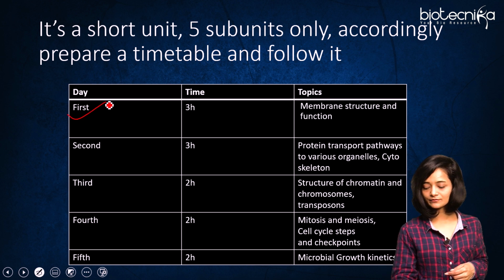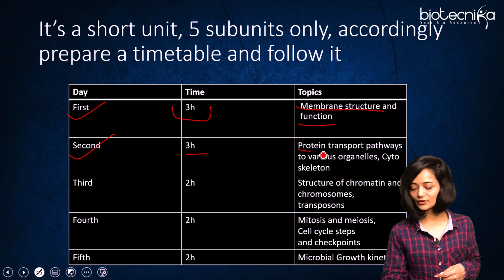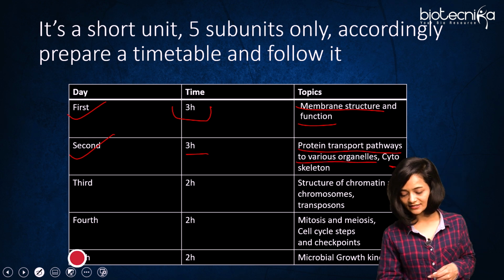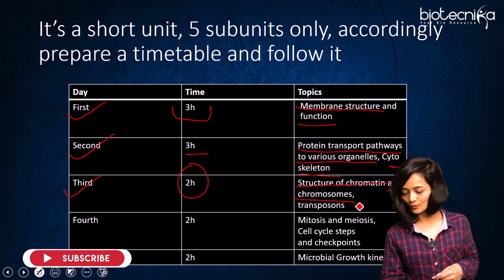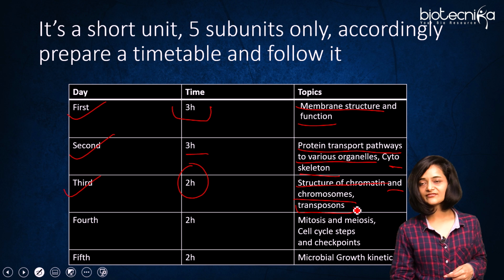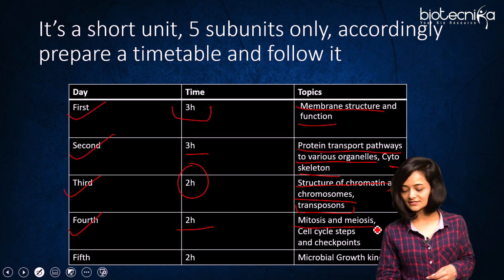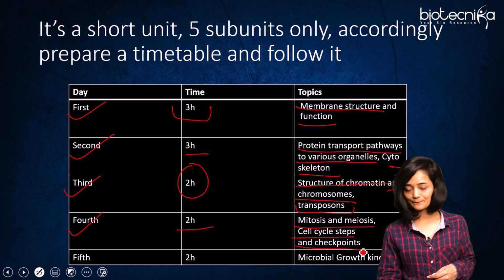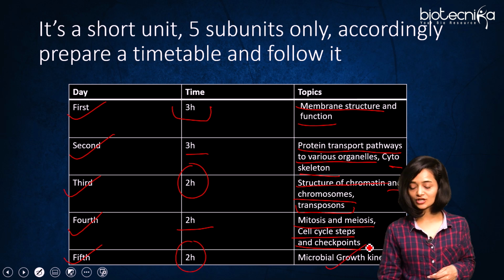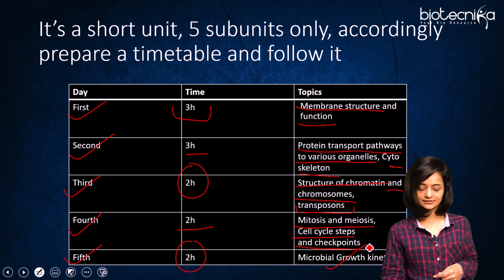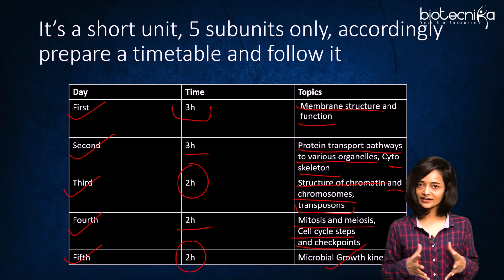First day, you can give 3 hours to membrane structure and functions. Second day, you can give 3 hours to protein transport pathways to various organelles, and cytoskeleton. Third day, you need to give 2 hours to structure of chromatin and chromosomes and transposons also. This is a very short topic, so 2 hours would be enough for this. Fourth day, you can give 2 hours to mitosis and meiosis, cell cycle steps and checkpoints. Fifth day, you need to give 2 hours to solving various types of numericals which come from the topic microbial growth kinetics. In this way, you can make a study plan for yourself. You can revise topics easily and effectively within a short period of time.